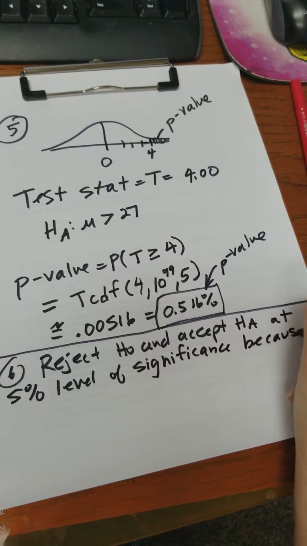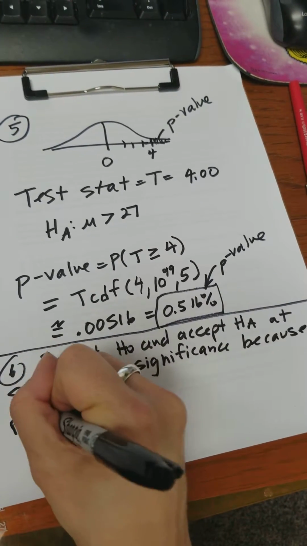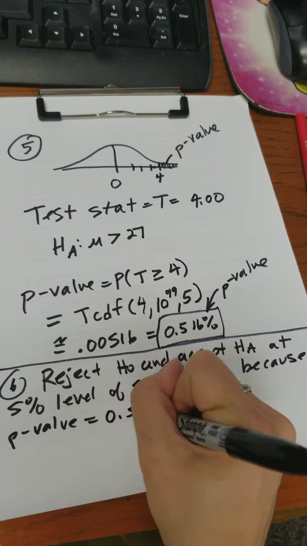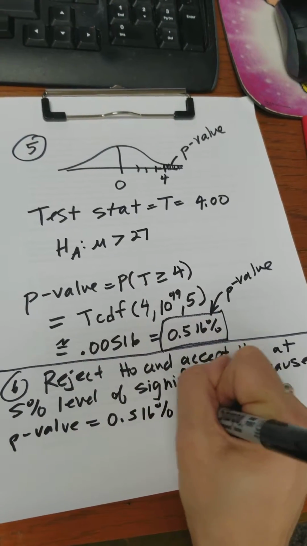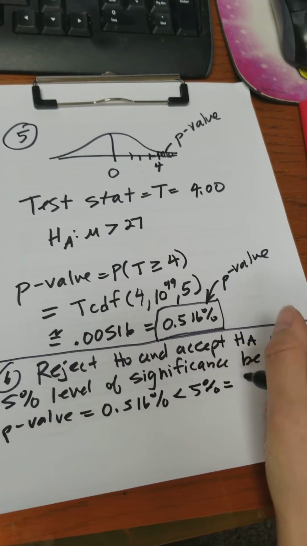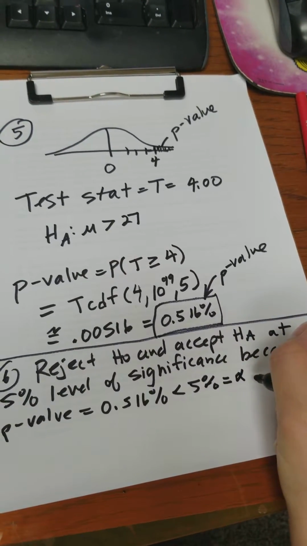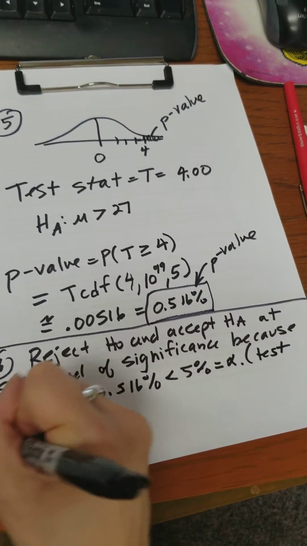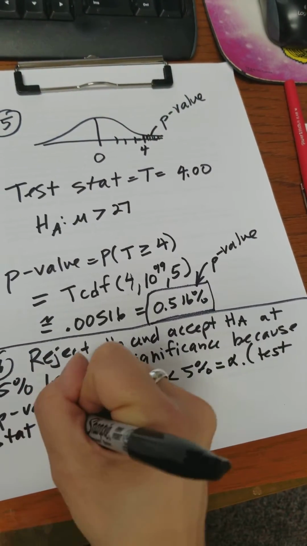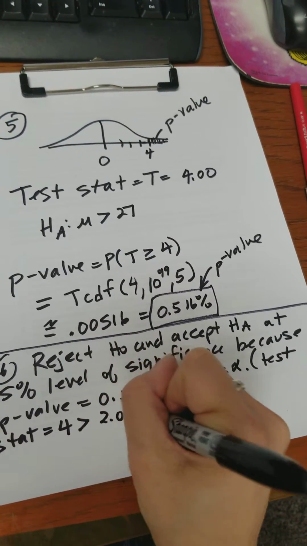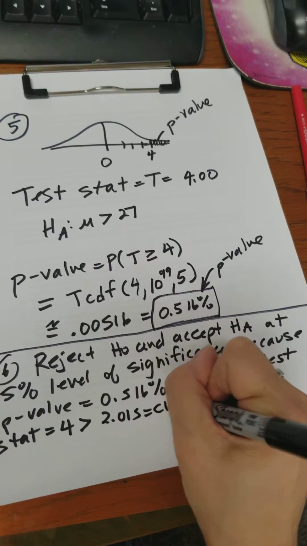Because our p-value equal to 0.516% was less than 5%, which was our alpha. Alternatively, you could have said that your test statistic, which was equal to 4, was greater than 2.015, which was your critical value.